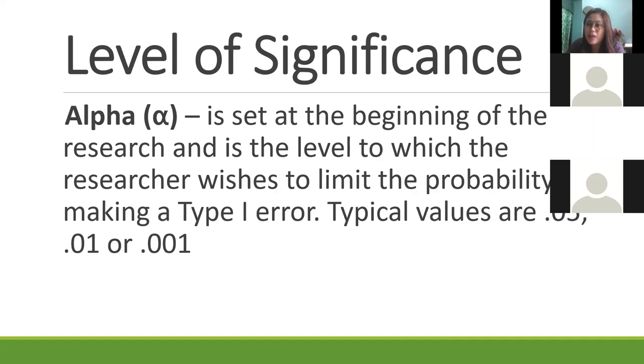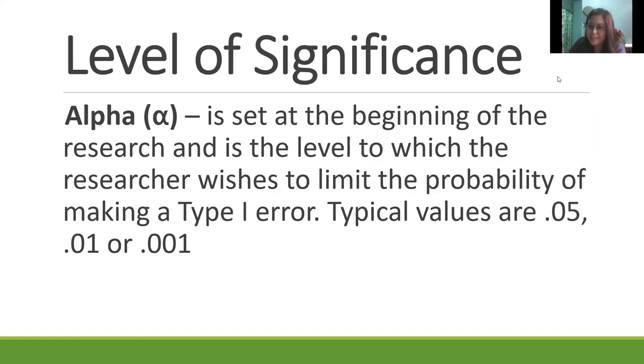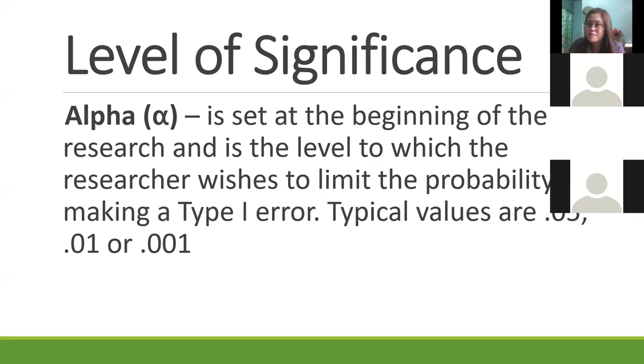But sa type 1 na error, we can do something about this by making a decision when it comes to the level of significance. So, kaning level of significance, we call it alpha. Ang nag-decide ani kay ang researcher. This is set at the beginning of the study. And when you say level of significance, this is the level in which we would like to limit the probability of making a type 1 error. So, butangan nato siya og limit.